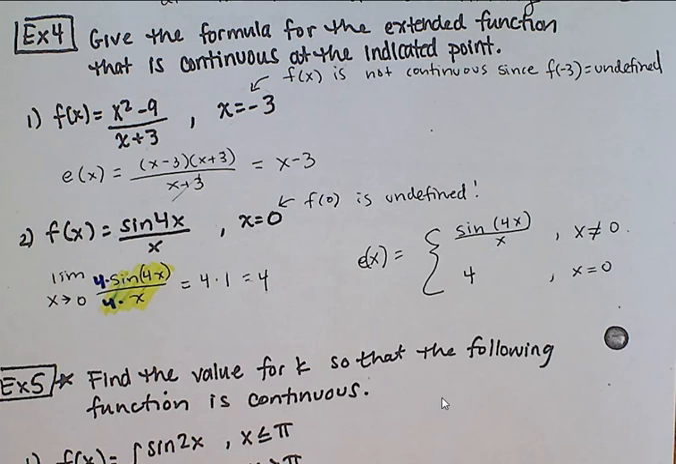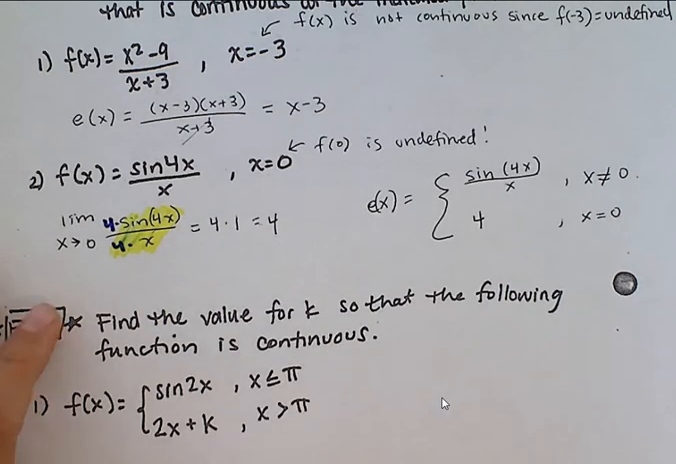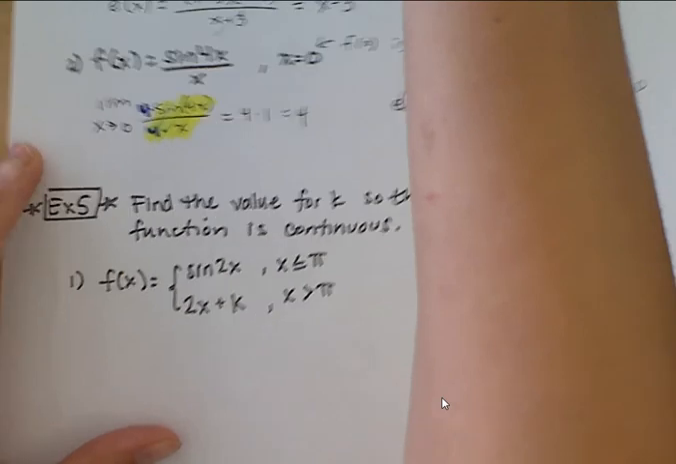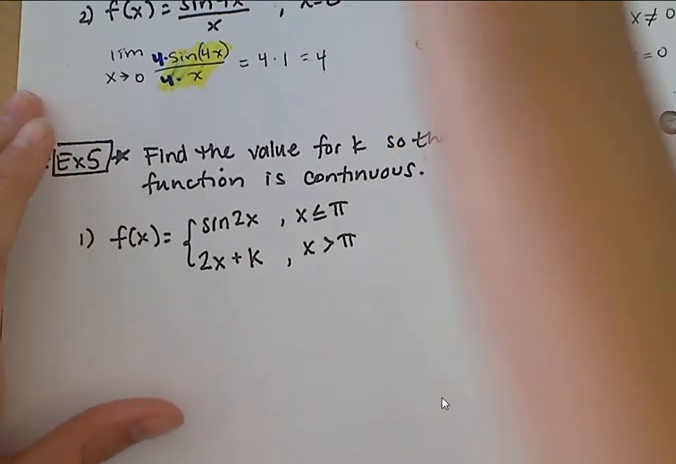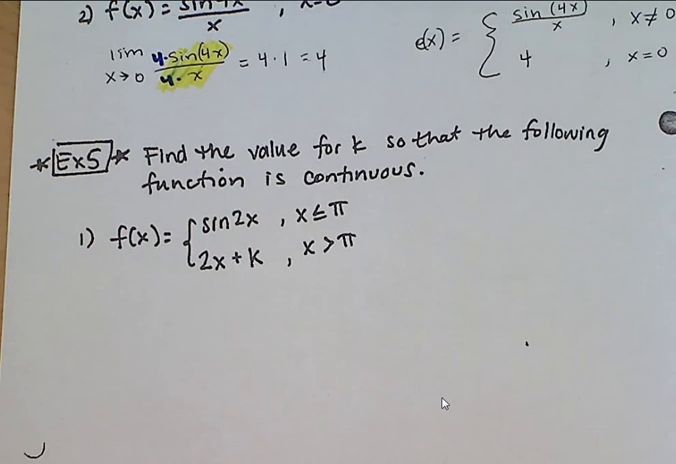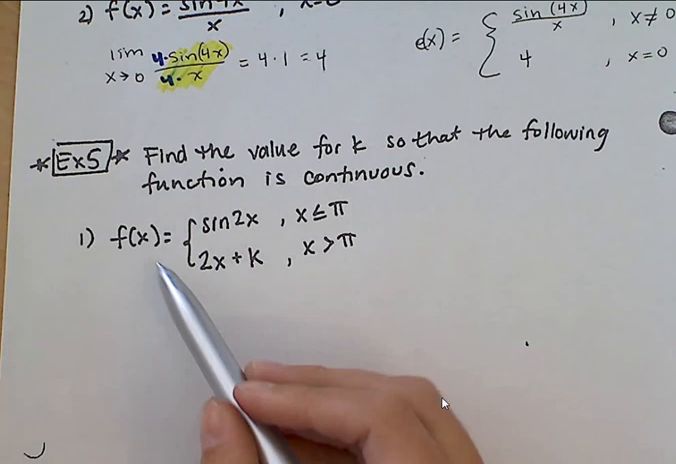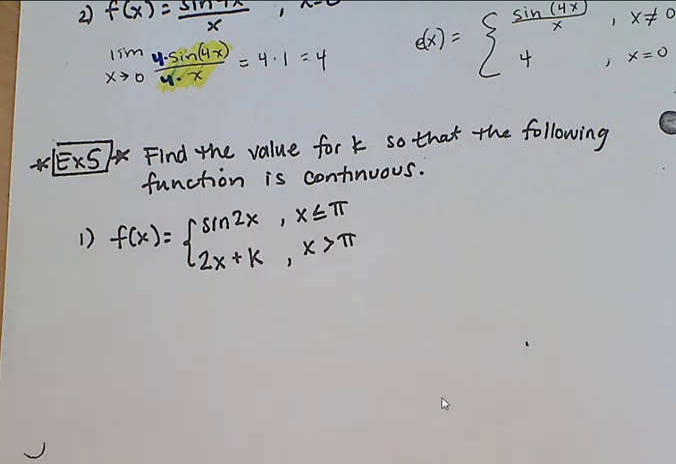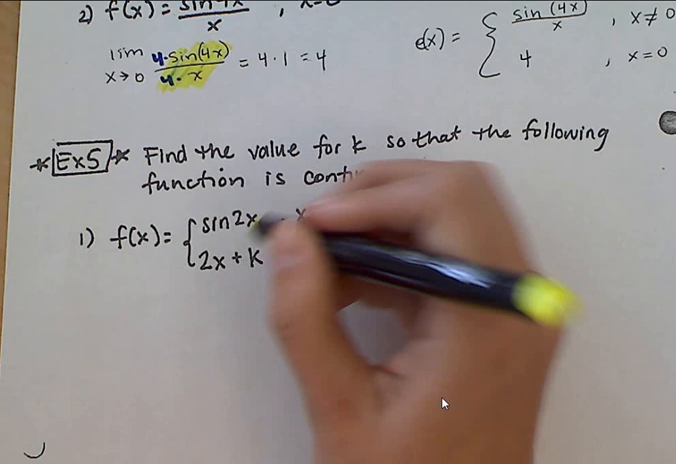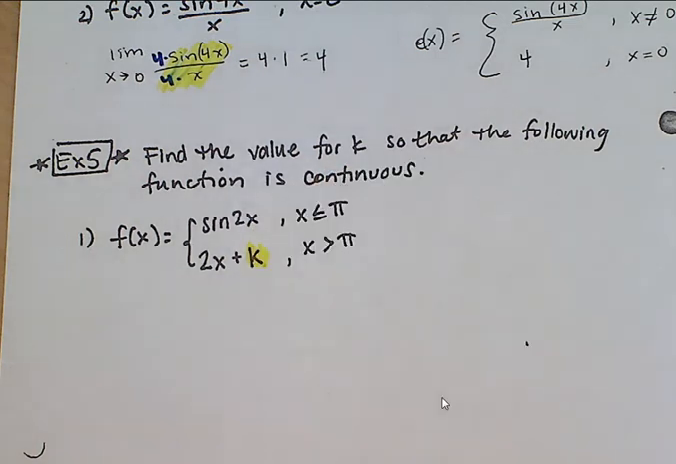Okay, we're going to do one more problem together. We'll do example 5. Example 5 is probably the most important example. You will definitely see stuff like this on the AP exam. So pay careful attention. Example 5 says find the value for k so that the following function is continuous. So we want f of x to be continuous, and we need to figure out what this k value needs to be so that it is continuous. Okay?